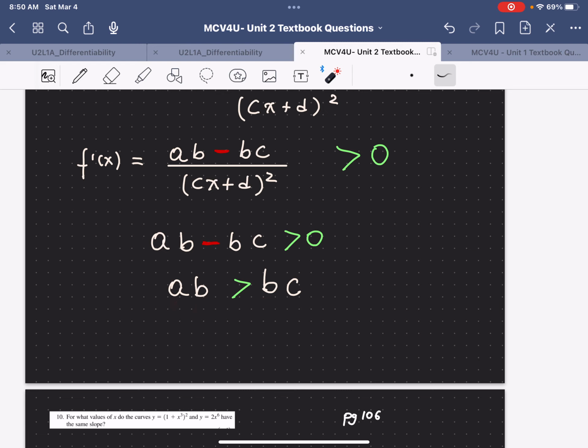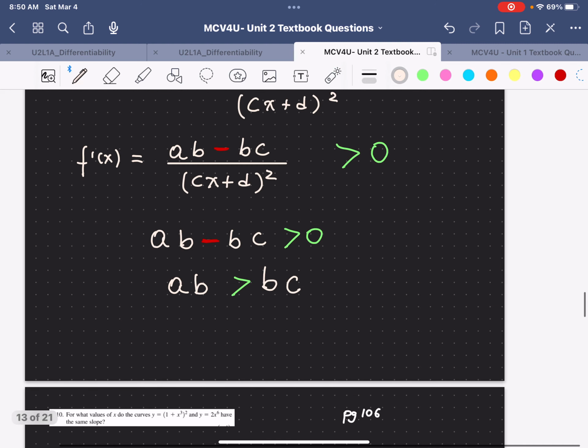And it seems that the coefficient b doesn't really play a great role in this case. So the relationship between a, c, and d would be ad bigger than bc. And obviously, we want the value of x to be different than negative d over c.